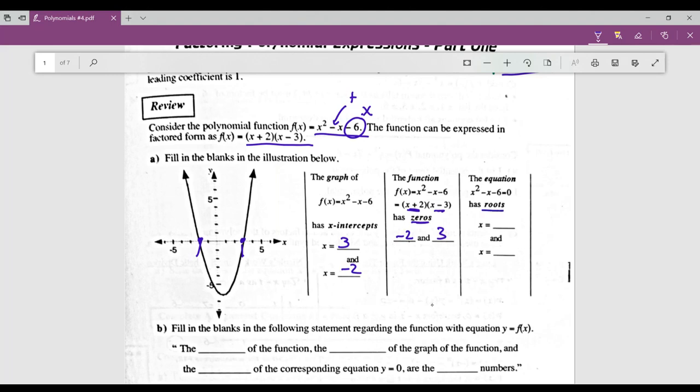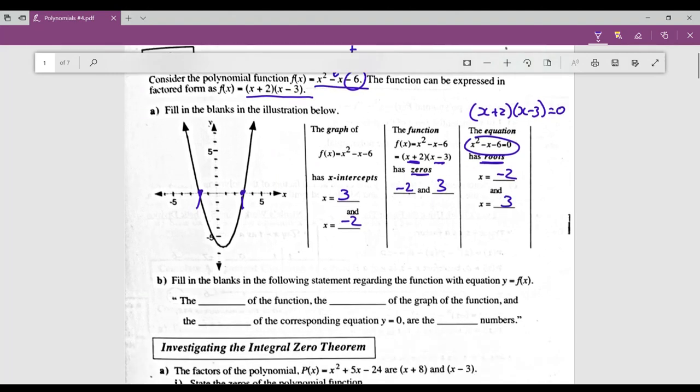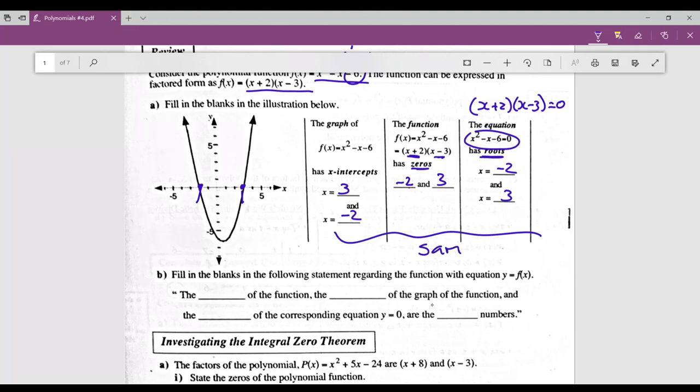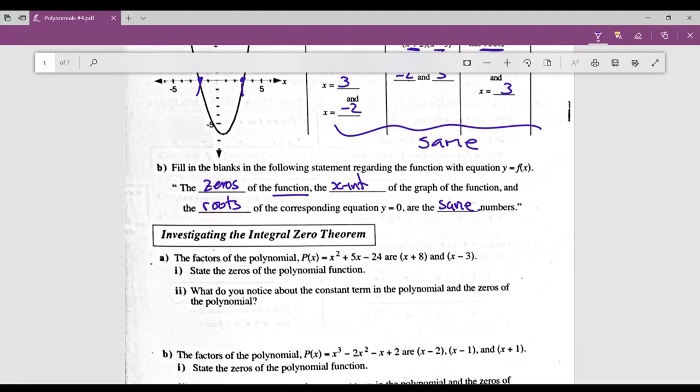And the equation of this has roots, i.e. you solve this, you would factor it. x plus 2, x minus 3 equals 0, which gives you negative 2 and 3, i.e. all these are the same. So that means the zeros of the function, the x-intercepts of the graph, and the roots are the same numbers. Okay, so if you hear any of those words, they all mean x-intercepts or zeros.